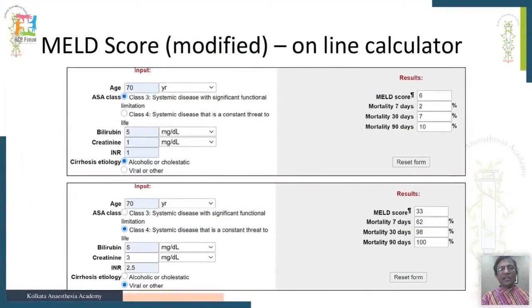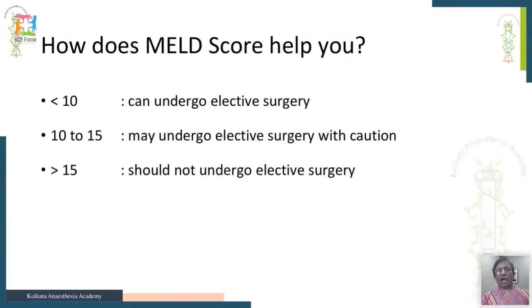I just change it and make it a 70-year-old ASA class 4, which is another severe systemic disease. Bilirubin is 5, but creatinine is 3 and INR is 2.5. And if it is a viral etiology, you'll find that the MELD score is much, much higher. So it helps you to understand that.